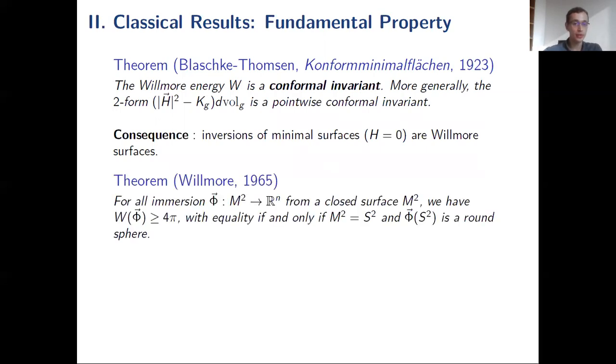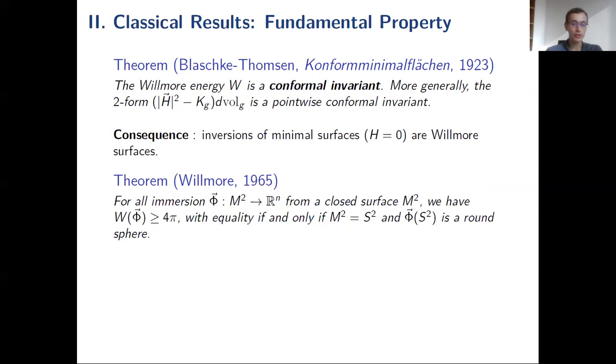Then this work was actually also forgotten until Willmore finally reintroduced this quantity in a paper in 1965. And he also showed this inequality, which is known as the Willmore inequality. He showed that the energy is always larger than 4 pi, with equality if and only if you have an immersion of a round sphere.